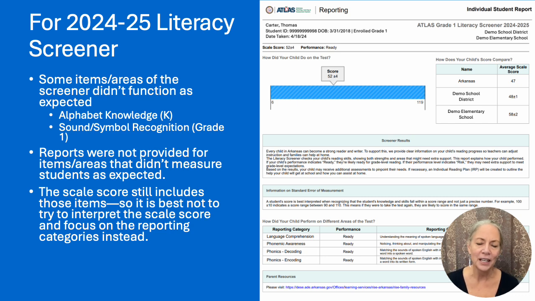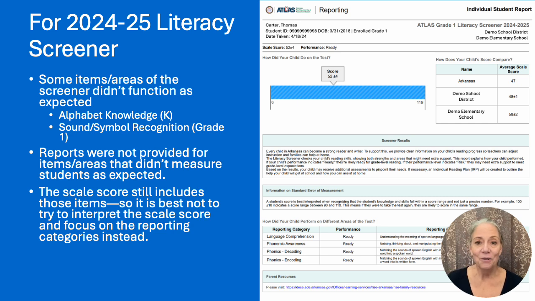So your child, if they were in kindergarten, one of the items that they had to complete was to be able to recognize the upper and lowercase letters in the alphabet. Now, if they did that in the system, the system itself was kind of clunky and kids really struggled. And so the scores for that were dropped from determining whether your child is at risk, or potentially at risk, let me say. And the same is true if they took sound symbol recognition at grade 1. So what you're going to see reported for your child are the areas that are being reported for their grade level.